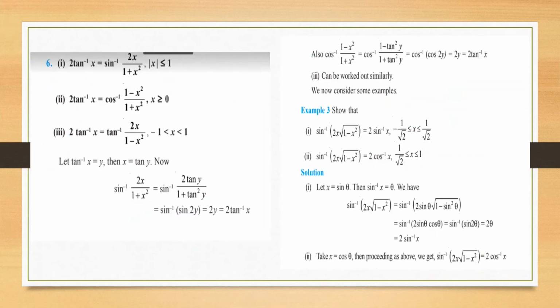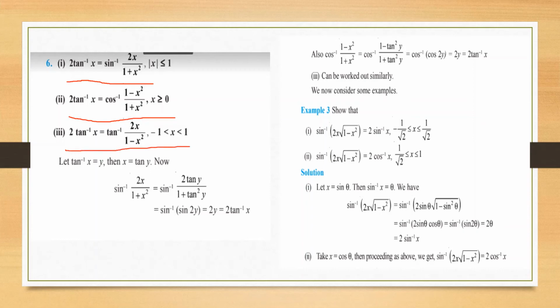Question number 6: 2 tan inverse x equals sine inverse 2x upon 1 plus x square for mod x less than or equal to 1. 2 tan inverse x equals cos inverse (1 minus x square) upon (1 plus x square) for x greater than or equal to 0, and 2 tan inverse x equals tan inverse 2x upon (1 minus x square) for x lying in the open interval minus 1 to 1, right?